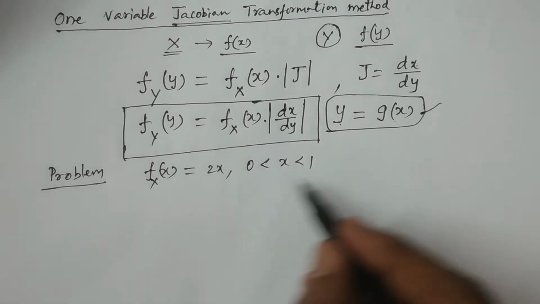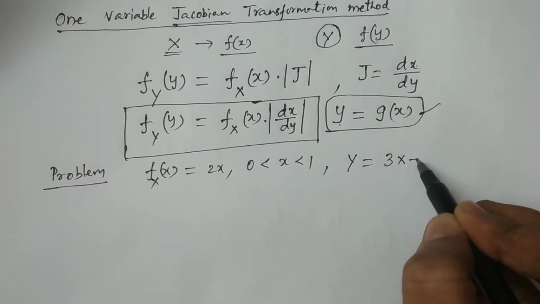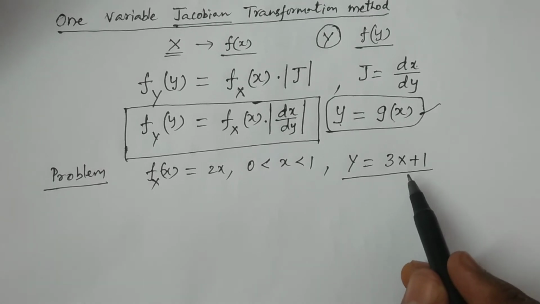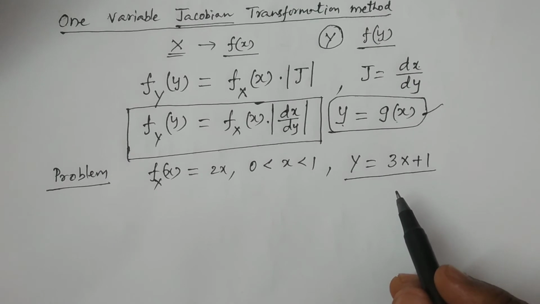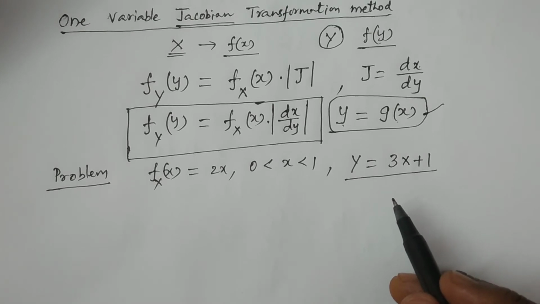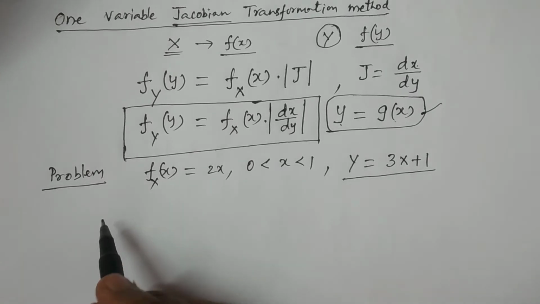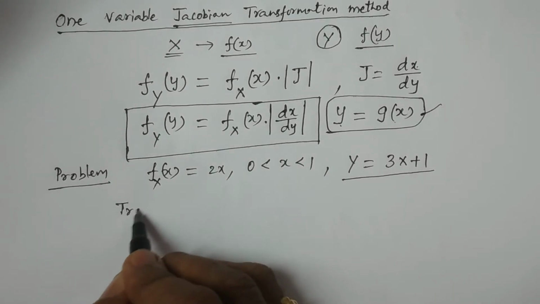And y is related with x as 3x plus 1. So the relation between y and x is y equals 3x plus 1. Now you have to find the probability density function of y, that is, the distribution of y. It can be obtained through this one variable transformation method. I do it in 3 steps.